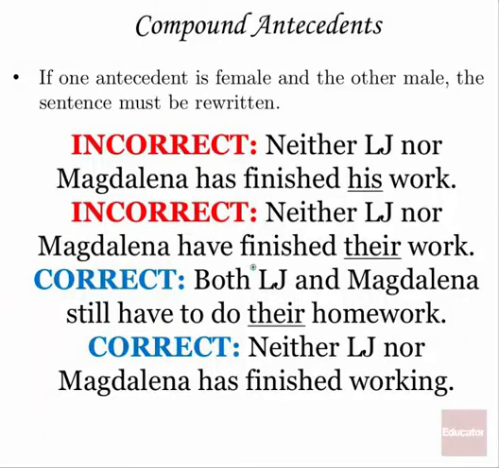So it is incorrect to say neither LJ nor Magdalena has finished his work. Well, you can't use his for Magdalena because not a guy. Incorrect. Neither LJ nor Magdalena have finished their work. It's a nor situation, so you can't use a plural pronoun. It has to be singular. So you rewrite the sentence. Both LJ and Magdalena still have to do their homework. Conveys the same information, but now you've got the and in there, so you're entitled to a plural pronoun. And we do have a gender-neutral plural pronoun. Or you could say, neither LJ nor Magdalena has finished working, and avoid the whole pronoun mess altogether.